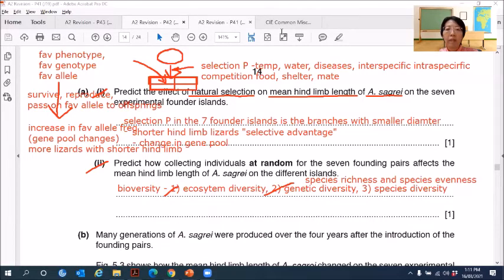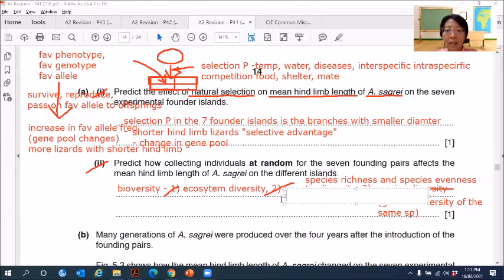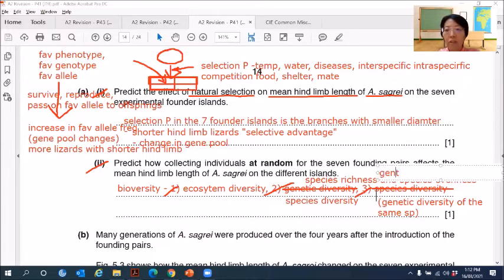Then the third one is species diversity. Species diversity means we will be able to capture all sorts of genetic diversity of the same species. So we are catching genetic diversity of the same species here. That's why it's called species diversity. Is it species diversity? Sorry, I think I mixed up the name. Okay. Sorry. This number two is species diversity. Correct. Number three is actually genetic diversity. So genetic diversity is talking about the genetic diversity of the same species.